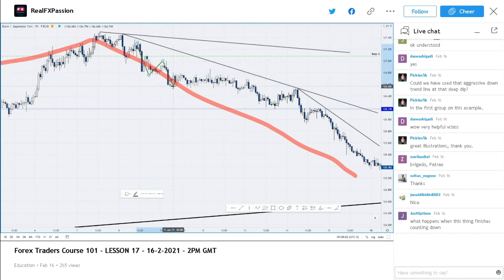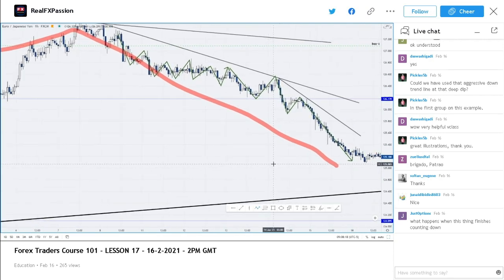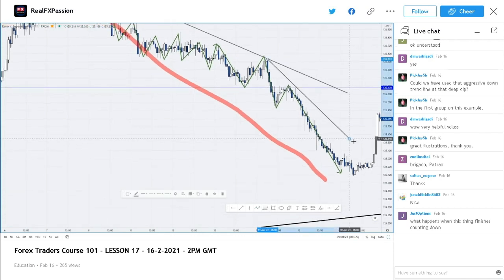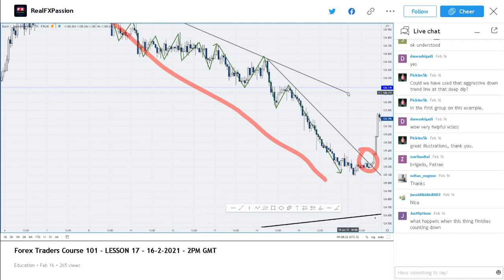Lower lows, lower highs, lower lows, lower highs, and just falling down here, right? So we would monitor this one, and what happened in here? This would be the aggressive counter trend break, right? And this is another counter trend line here.